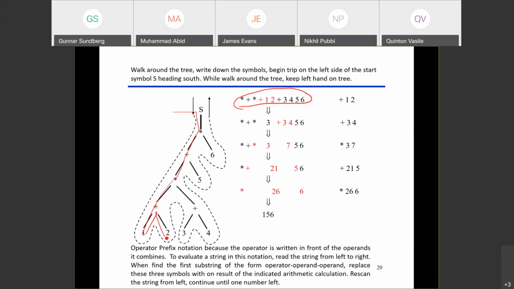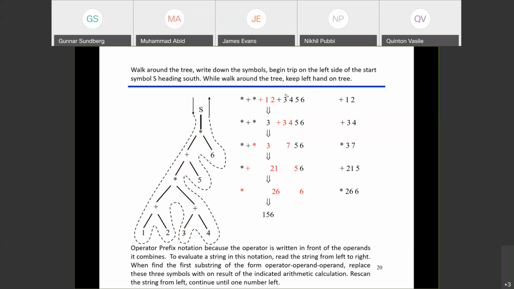2, come here, visited plus sign. 3, visited. 4, visited plus visited. 5, new node, come back here, plus again visited, and then star again visited. 6, new, come back here, star visited, and we finish here. So this way I flatten this tree, and I write this thing here.